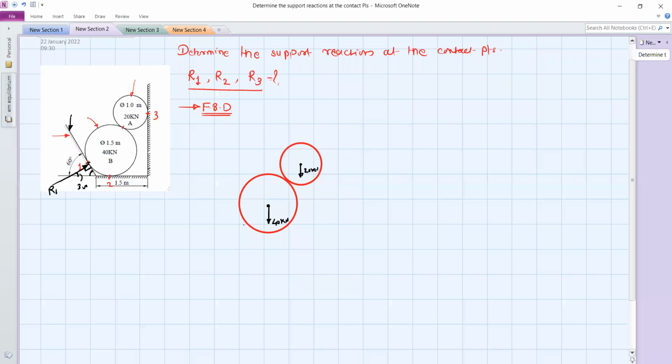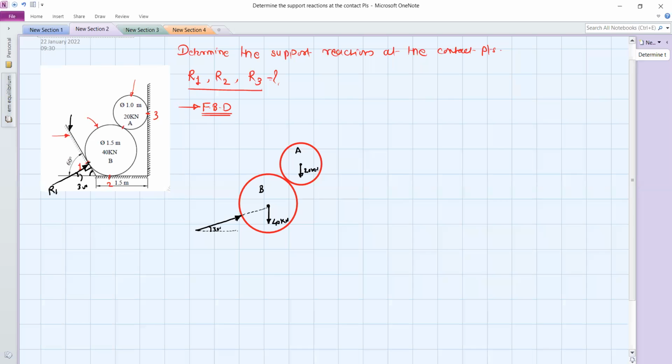Okay. So whenever we show the reaction in this free body diagram, so this is your sphere B and this is sphere A. We will show the reaction like this. And the line of action of this reaction will pass through the center point. And if you draw one horizontal line, then this angle will be 30 degree.